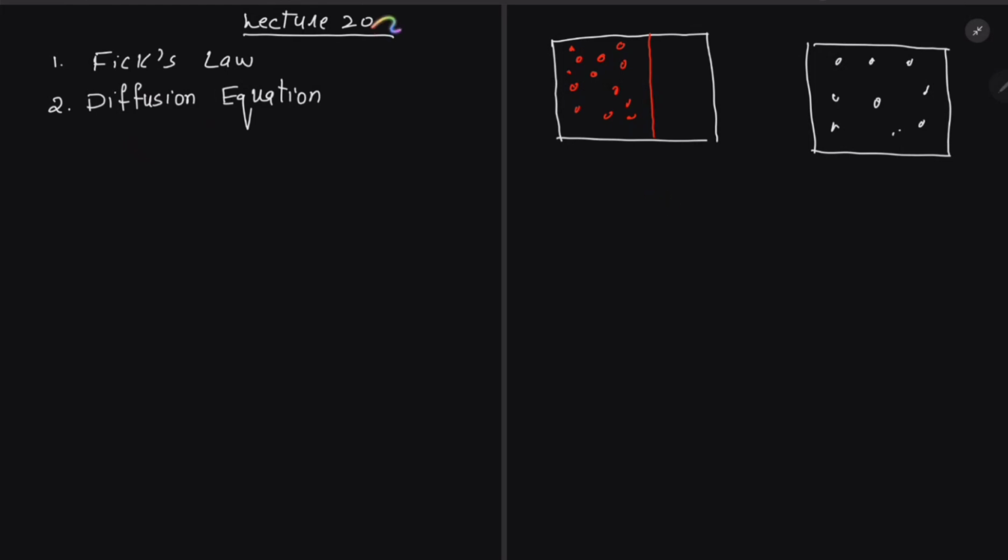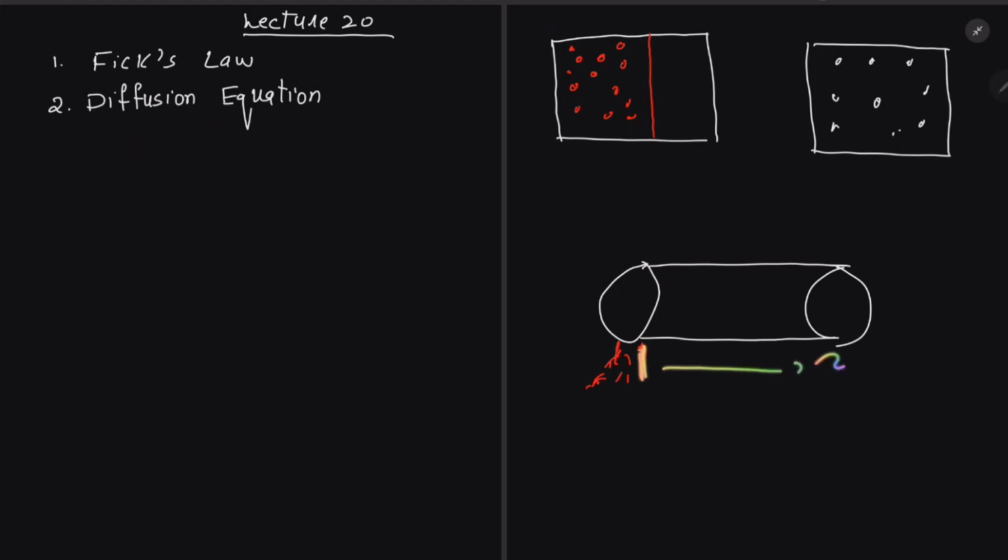Fourier's law says that, for example, if we have some object which is a cylinder and you provide heat over here, this heat will transport from this place to this place.